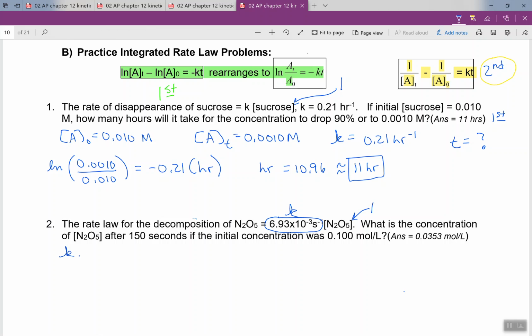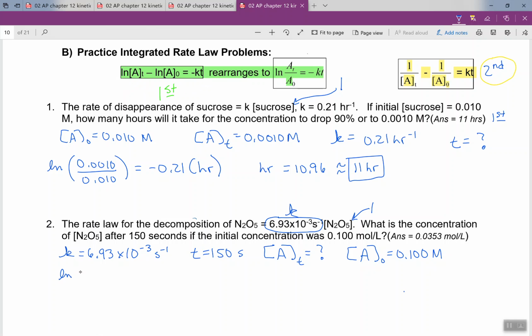So we have that k is equal to 6.93 times 10^-3 seconds^-1. We are told that t is equal to 150 seconds, but we don't have the final concentration. But we do have an initial concentration. Now, when I look at these values here, the easiest form, in my opinion, is to use the first form in green up here.